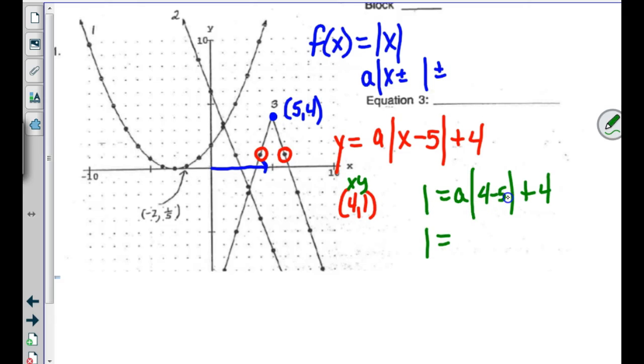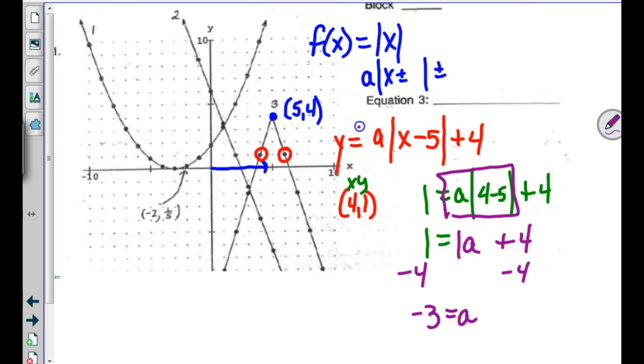1 equals, okay, 4 minus 5 is -1. Absolute value makes it plus, 1 plus 4 is 5. Is that how I do that? Please tell me no. Okay. Remember, this is multiplied together, but that 4 is not. So this becomes a positive 1A and a plus 4 on the back. So what do we do to get rid of the 4? So we have negative 3 equals A.